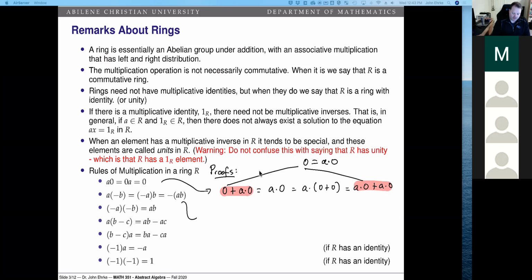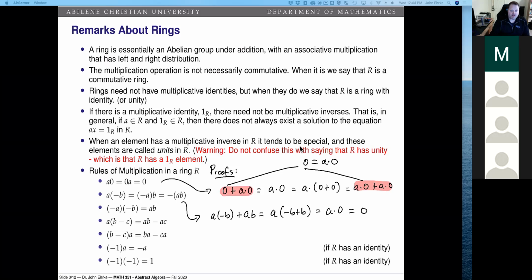Similarly, I might look at this second one, A times negative B. Well, I'm going to do something very similar to the first proof that we just did. I'm going to say, okay, A times negative B plus A times B is A times (negative B plus B) using the distributive law for a ring. But negative B plus B, because it forms a group under addition, is 0. And we just proved A times 0 is 0.